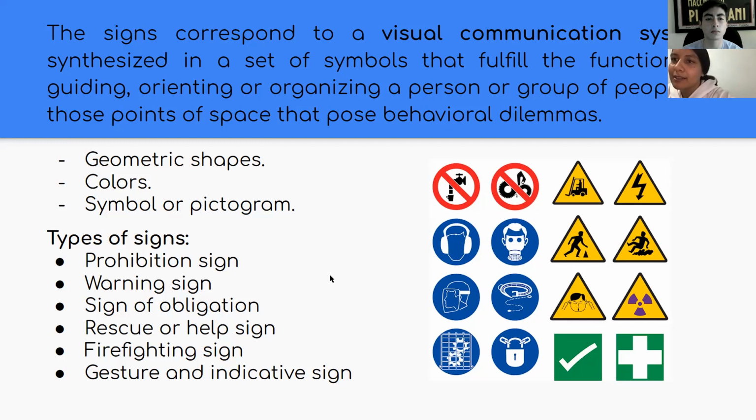There are 6 types of signs, which are prohibition sign, warning sign, sign of obligation, rescue or help sign, firefighting sign, and gesture and indicative sign.